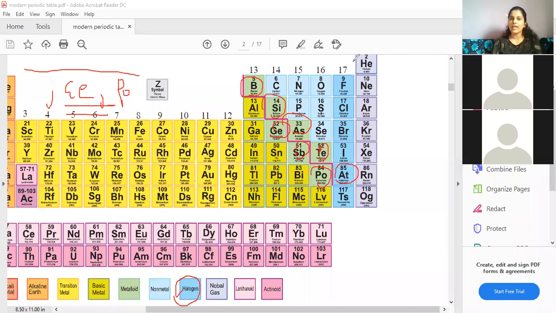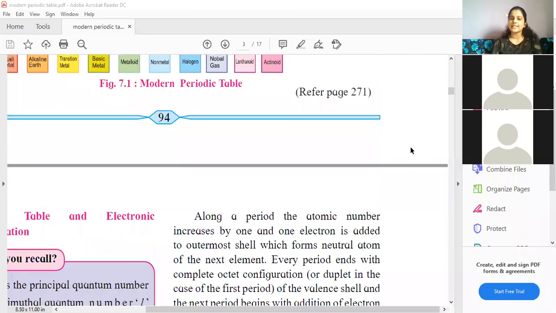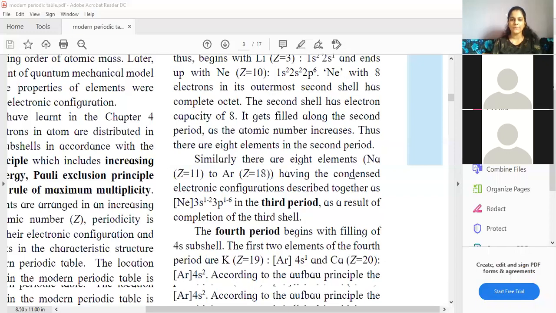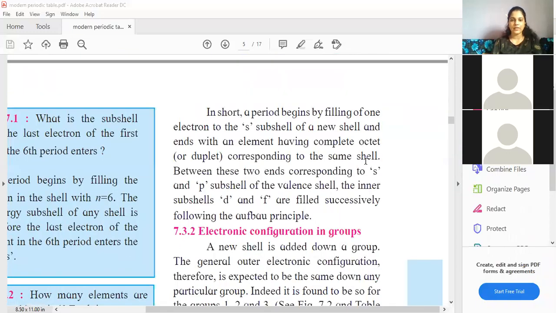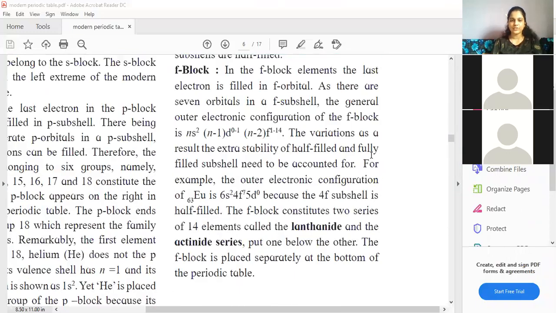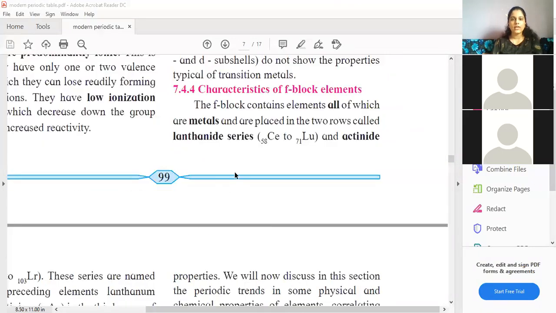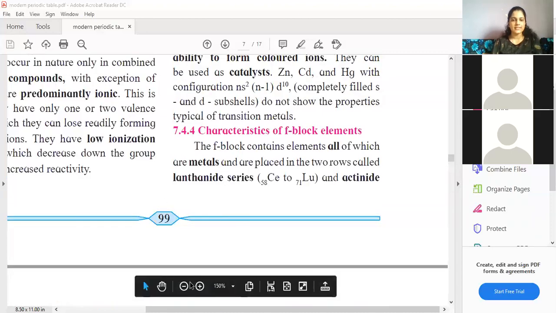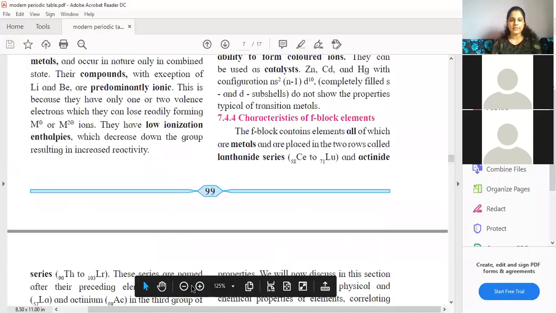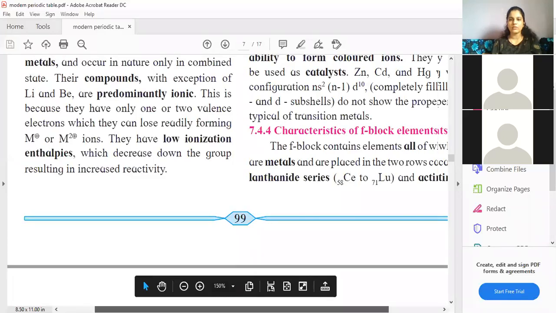Okay, fine. Now let us quickly discuss the characteristics for f block. We finished s, p and d. Okay, let me just zoom it out a little bit. Characteristics of f block.